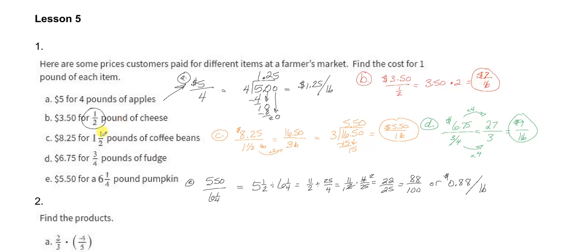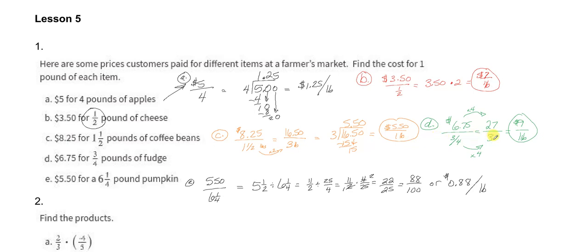And then on C, I did 8.25 divided by 1.5. So I did a little fraction trickery here, and I doubled both the 1.5 and the 8.25 to get 16.50 and 3. And 3 is a little bit easier of a divisor to work with, and it went into 16.50 a nice $5.50 for C.